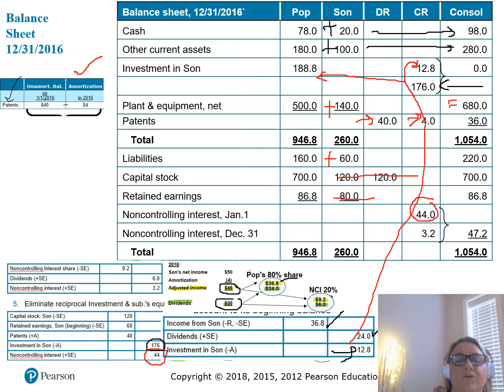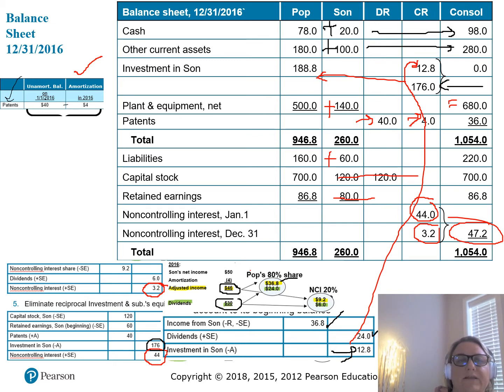And then your non-controlling interest for the end of the year, right here. And again, if you don't remember, I do. Those credits are just coming together and being added right here in the final column. It's not as hard as it looks. You just have to suss through it and take your time when you're working these things.